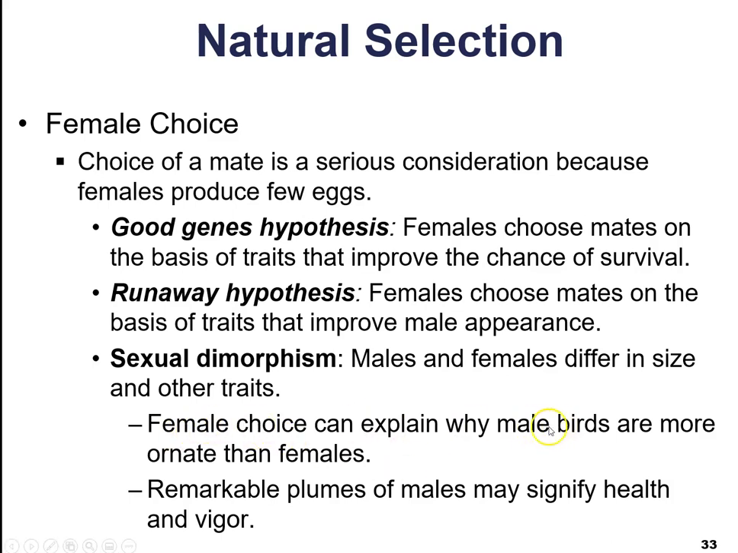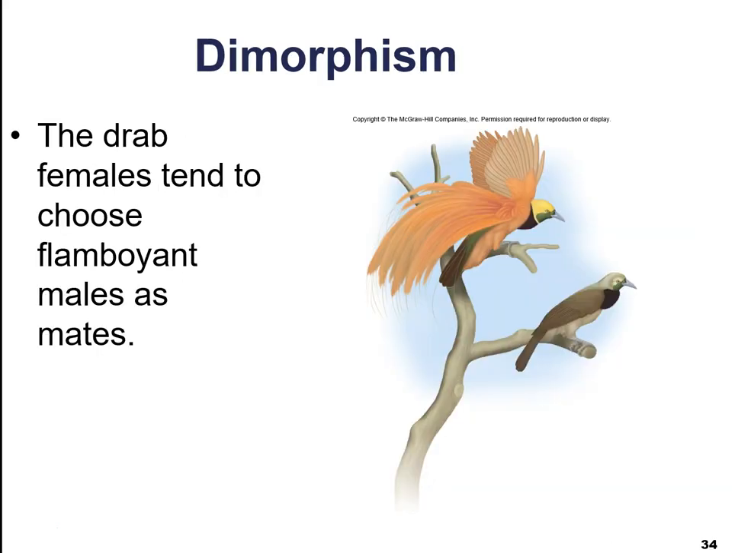So if you talk about birds, female choice explains why male birds are more ornate than females. This is kind of a bad example, I probably should have a real picture of real birds, but you can pretty much see, here's your female, kind of boring, and here's your male with these very colorful and ornate feathers. That's because that's going to attract the female. Okay, and so again, this is the sexual dimorphism, meaning the difference between the male and the female in terms of attracting mates and what they look like.